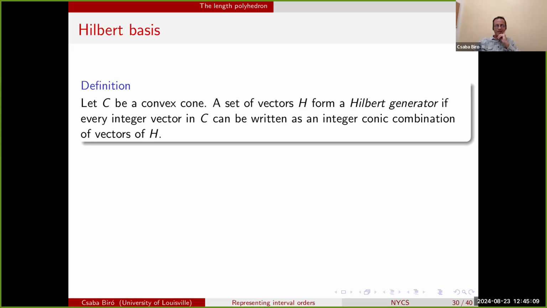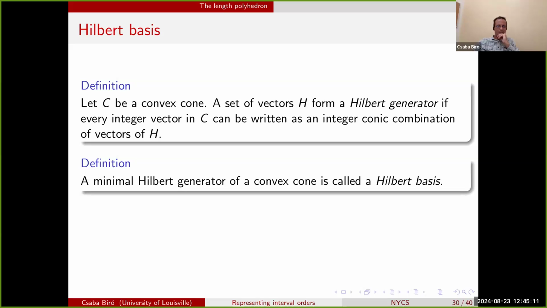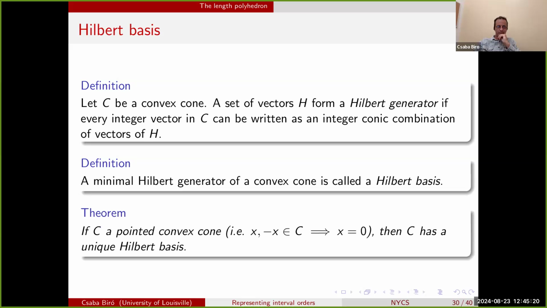It's not even obvious that this always exists, but it does, and the proof is actually not even hard. It's beautiful too. So a minimal Hilbert generator of a convex cone is called a Hilbert basis. And if you have a pointed convex cone, this just means that the vector and its opposite cannot be in the cone together unless it's the 0 vector, then C has a unique Hilbert basis. This is another theorem. This is less easy than the previous one, but it's also not too hard. This is all something that has been known for a long time.